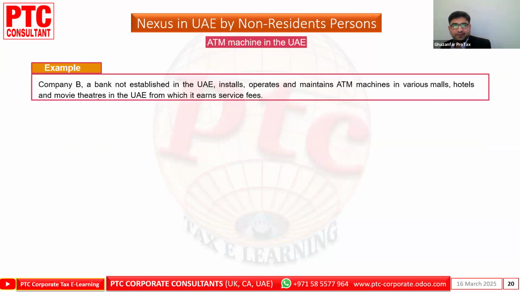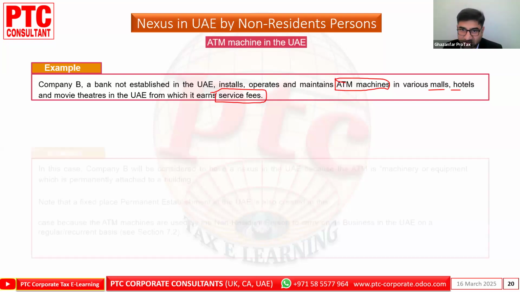Company B, a bank not established in the UAE, installs, operates, and maintains ATM machines in various malls, hotels, and movie theaters in the UAE, from which it earns service fees. So is this PE or nexus? PE or nexus? Guys, quickly. Still people are giving both answers.